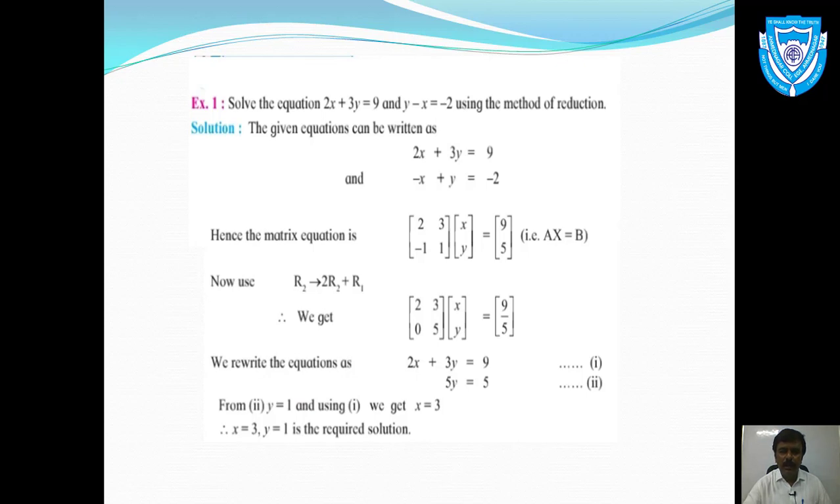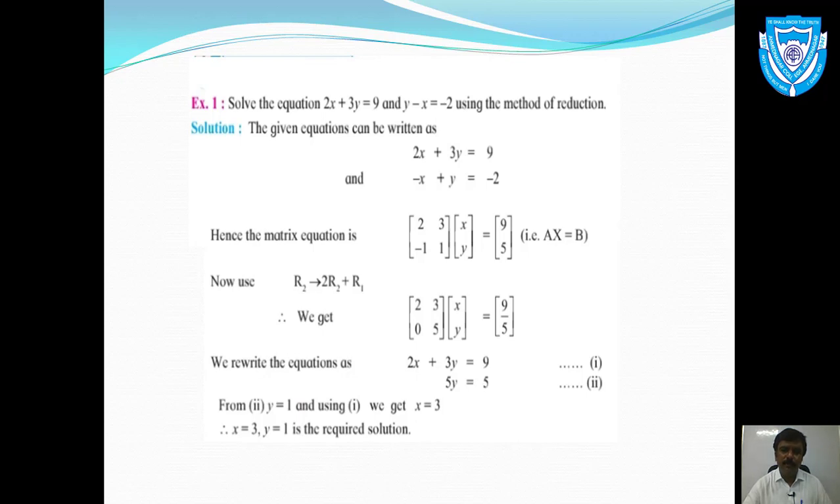Now we will again convert this matrix form into equations. इस matrix form को हम लोग वापिस equation में convert करेंगे. Now how to convert them into equations? 2 into x, that is 2x, plus 3 into y, that is 3y, is equal to 9. Because the first element at the right hand side is 9, so the first equation we got is 2x plus 3y is equal to 9, and the second equation we got is 5y is equal to 5. This is how we got two equations.